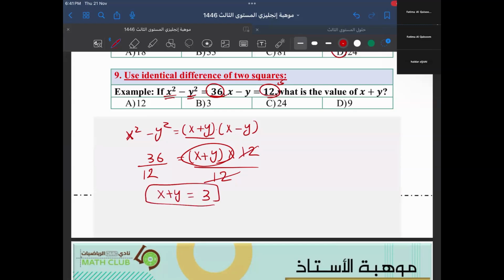So here the answer will be B. You see, this one is easier than finding X alone and finding Y alone. You have it as a group already. So you solve it as a group. Okay.